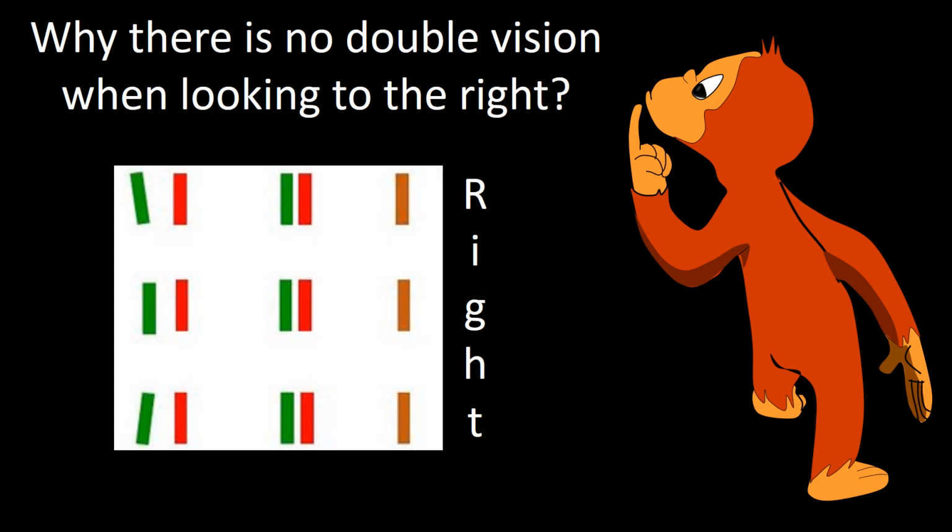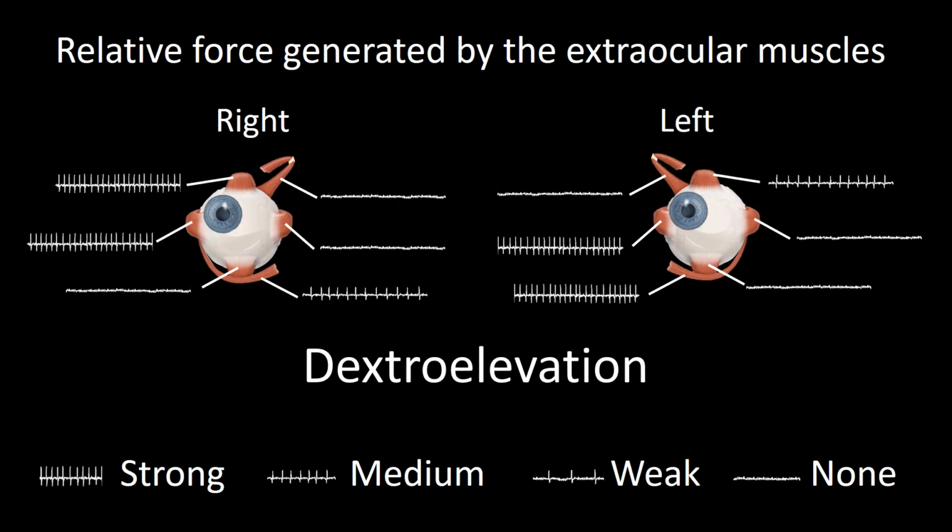The first one is why there is no double vision when looking to the right. This figure depicts the relative force generated by extraocular muscles during dextroelevation, expressed by the frequency of muscle potentials from each muscle. If you do not know what the wiggly lines by the side of each muscle stand for, it is better if you watch the eye movement video on this channel before going any further into this video.